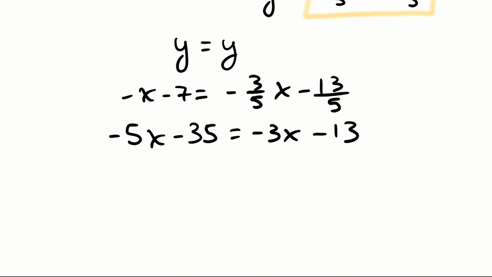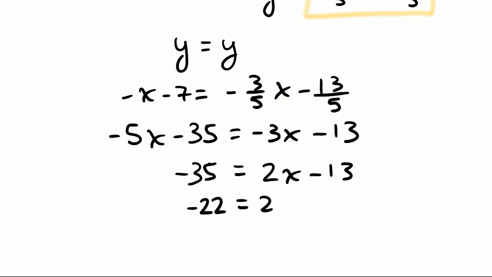That looks way better. Let's go ahead and add 5x to each side. So this will become negative 35 equals, if I add 5x to this side, a positive 2x minus 13. I'm going to add 13 to each side. And when I do that, I get on this side negative 22, and that will equal positive 2x. When we divide both sides by 2, we get negative 22 over 2 is x. Therefore, x is equal to negative 11.